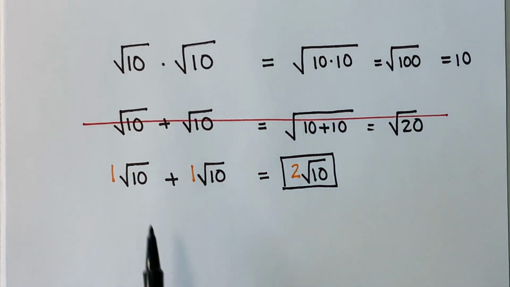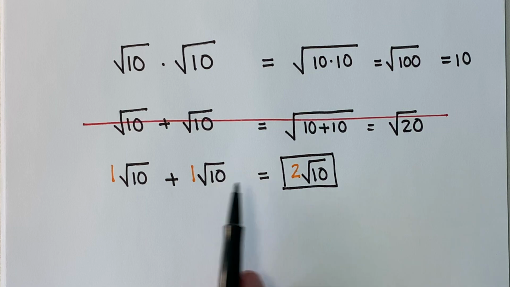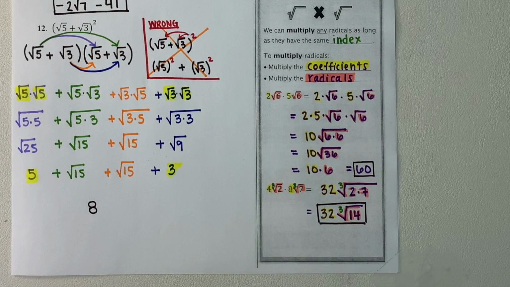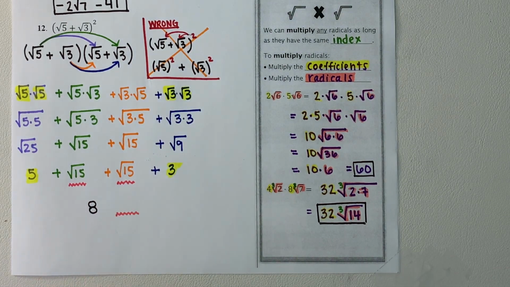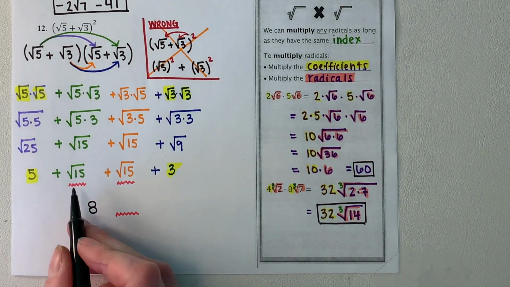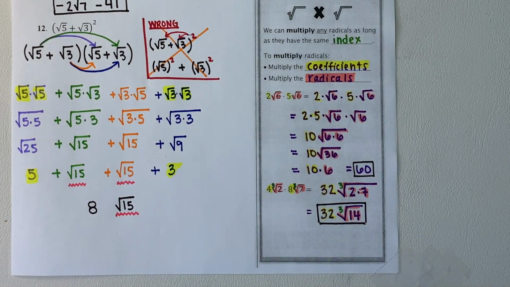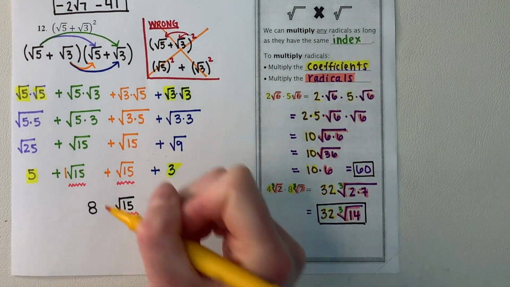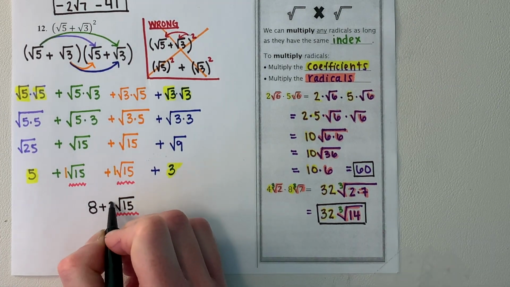And that makes sense. If you have 1 square root of 10, and you add another square root of 10, we now have 2 square roots of 10. So now, we can add these radicals because they are like radicals. And when we add radicals, we keep the radical base, which is the square root of 15, and we add their coefficients. The implied coefficient on this is a 1, and the implied coefficient here is a 1 as well. So if we take 1 plus 1, that will give us a positive 2.